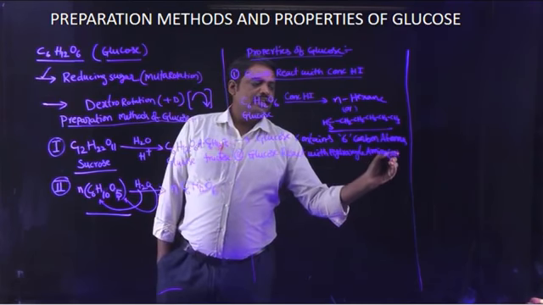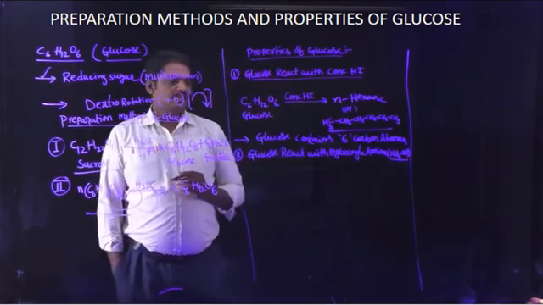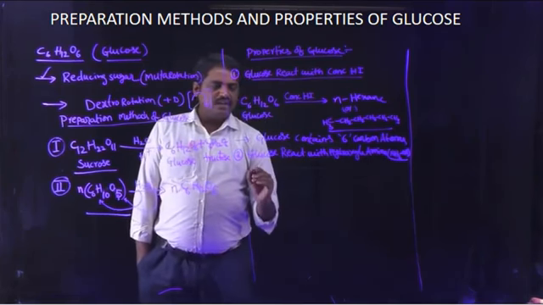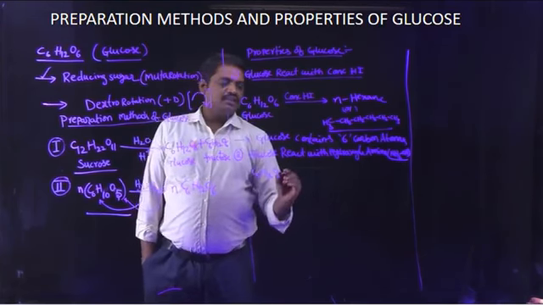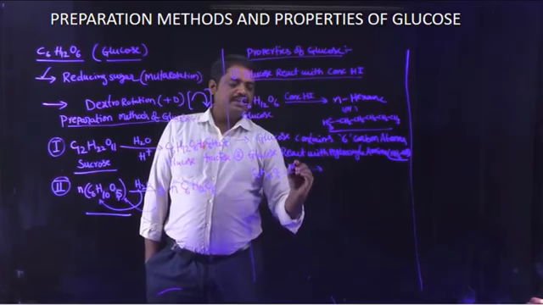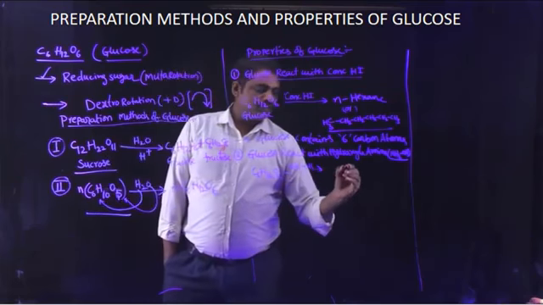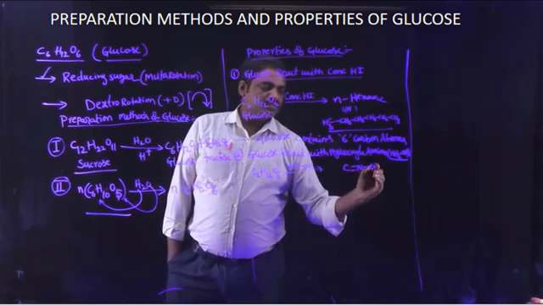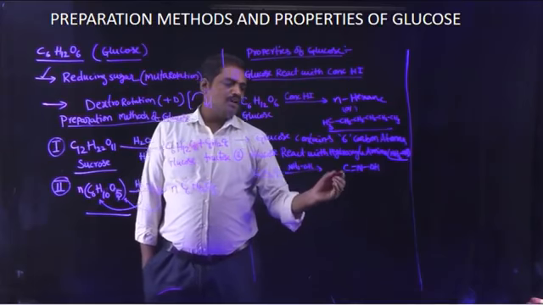Means NH2OH. Glucose reacts with hydroxylamine. Glucose, C6H12O6, reacts with hydroxylamine NH2OH to produce C double bond N OH, which means an oxime is formed.